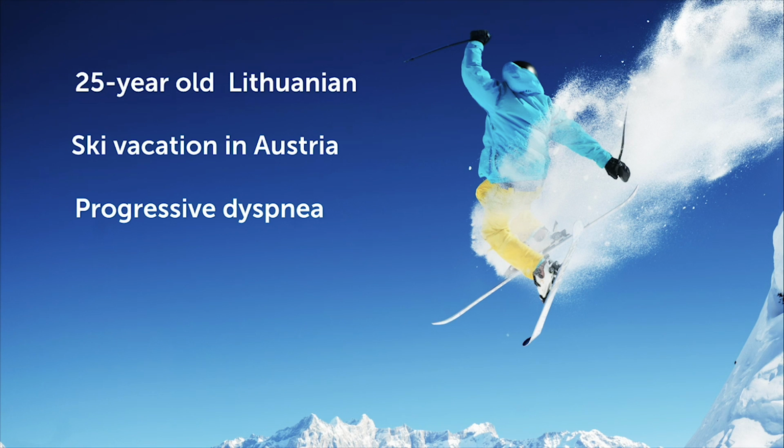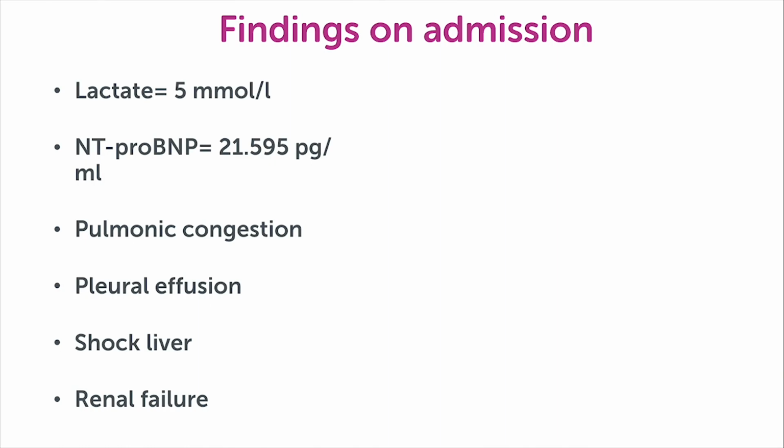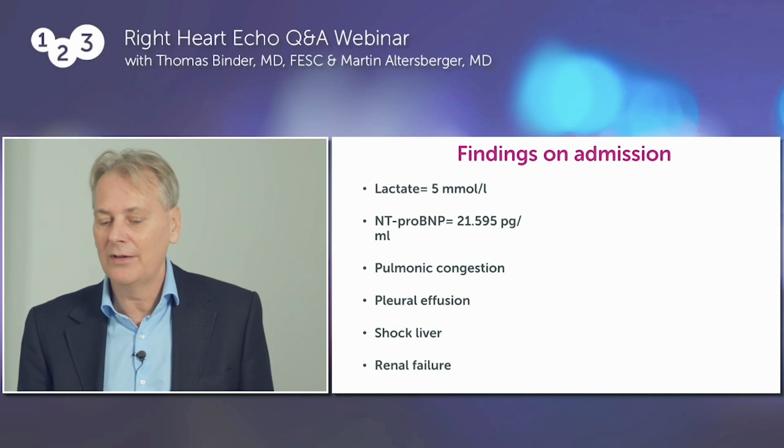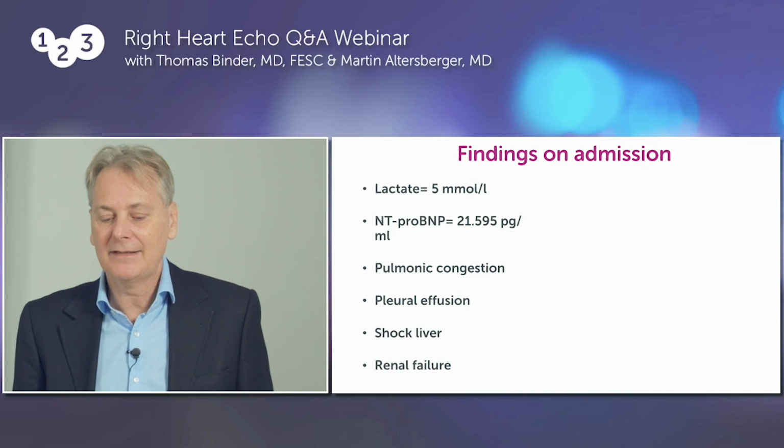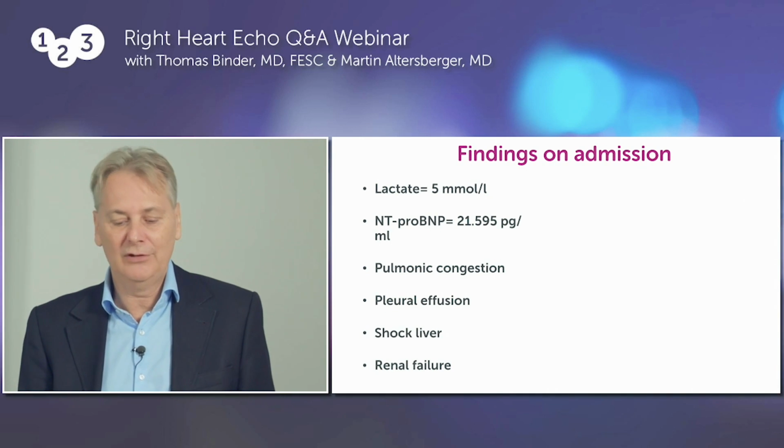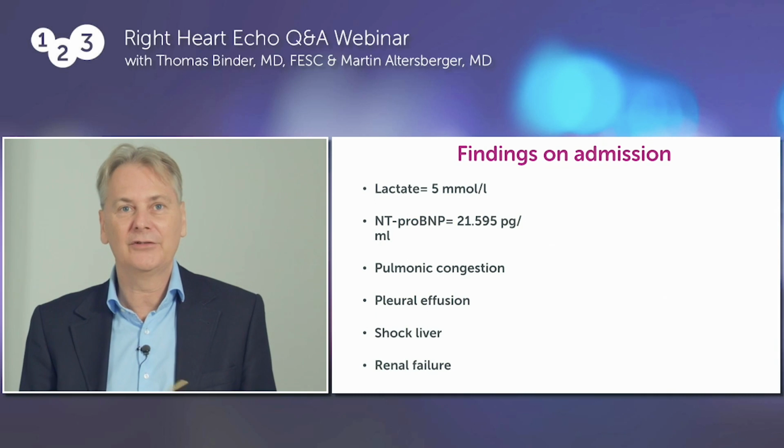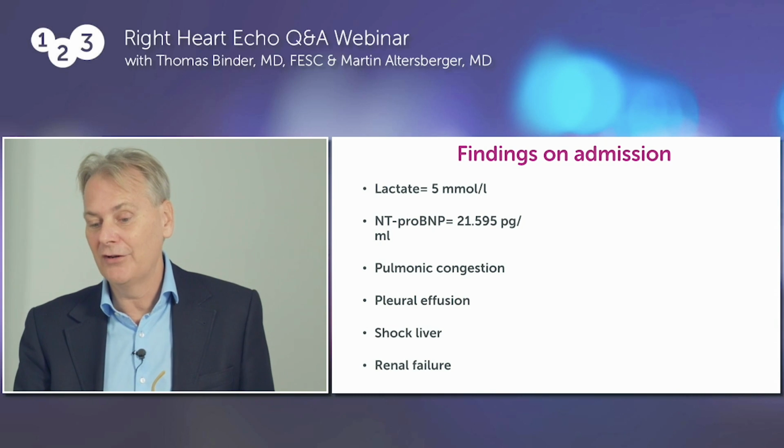He went skiing and noticed progressive dyspnea, and eventually he was in shock. These were the findings on admission. He had an elevated lactate. His NT-proBNP was 21,000. Massive pulmonic congestion, he had pleural effusion, shock liver, renal failure. So this guy was in a very, very poor state.